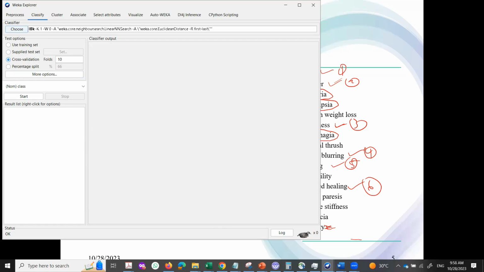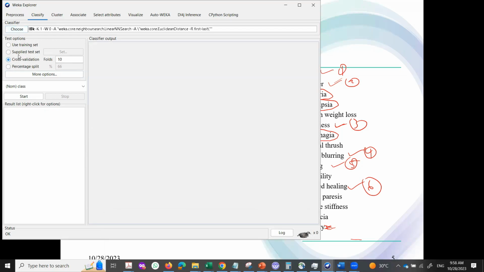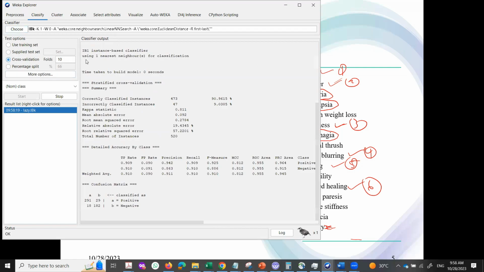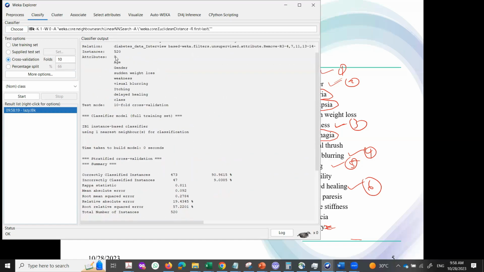So this is maybe the visualization. Once you select percentage split or cross validation, these are two methods of training your model. You want to train the model now, and you click start. The model is trained. You can see here now that with just these very few features, we're able to achieve 90% accuracy. That means a model has been built using the data set, using 8 attributes. So there are 520 instances.